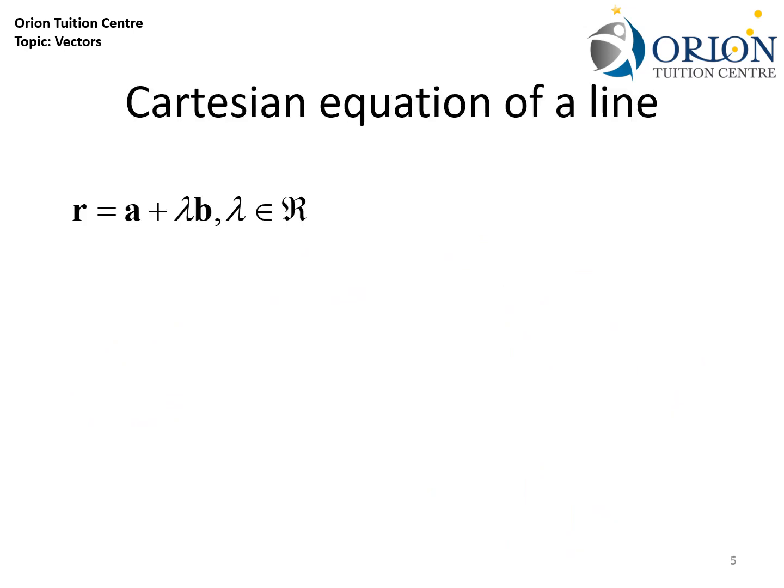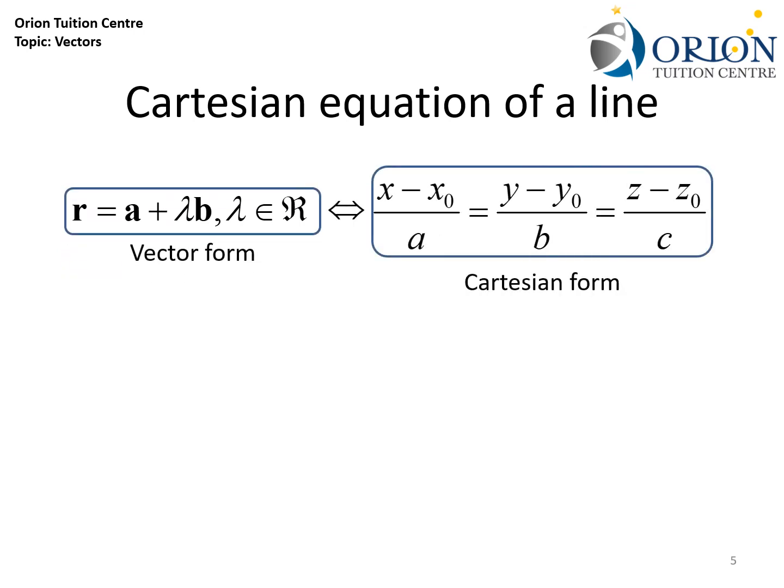In 2D space, we have learned about the Cartesian equation of a line, which is simply y equals mx plus c. However, in 3D space, the Cartesian equation is not as simple. To obtain the Cartesian form, we will need to first find the vector form of the equation and perform a conversion to transform it into the Cartesian form. I'll illustrate the conversion process using the following example.